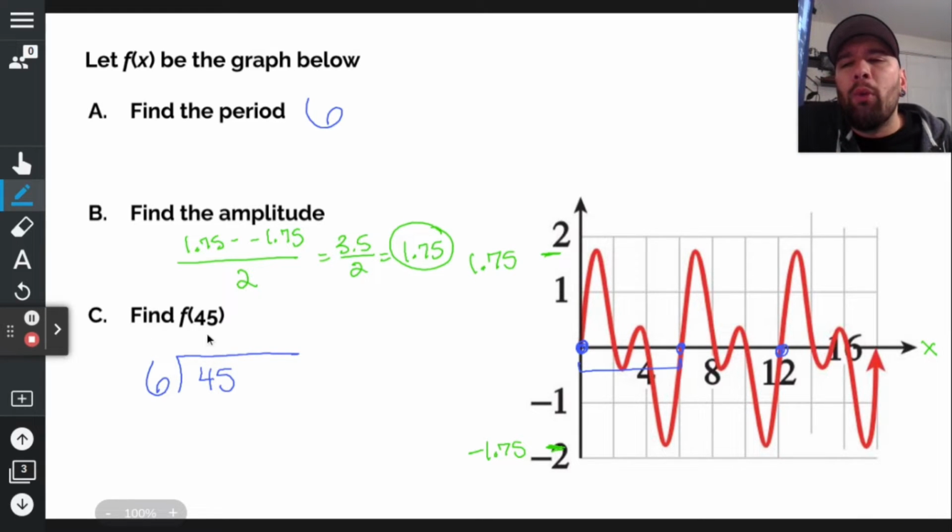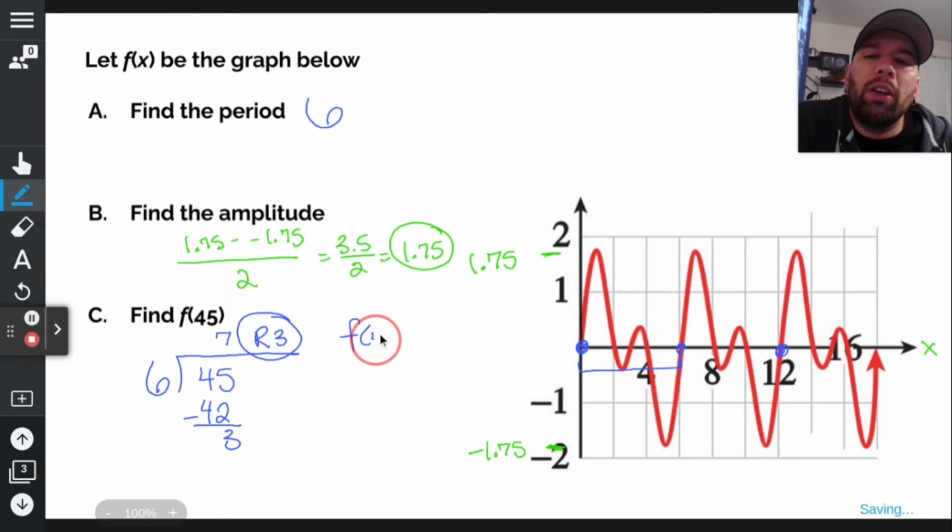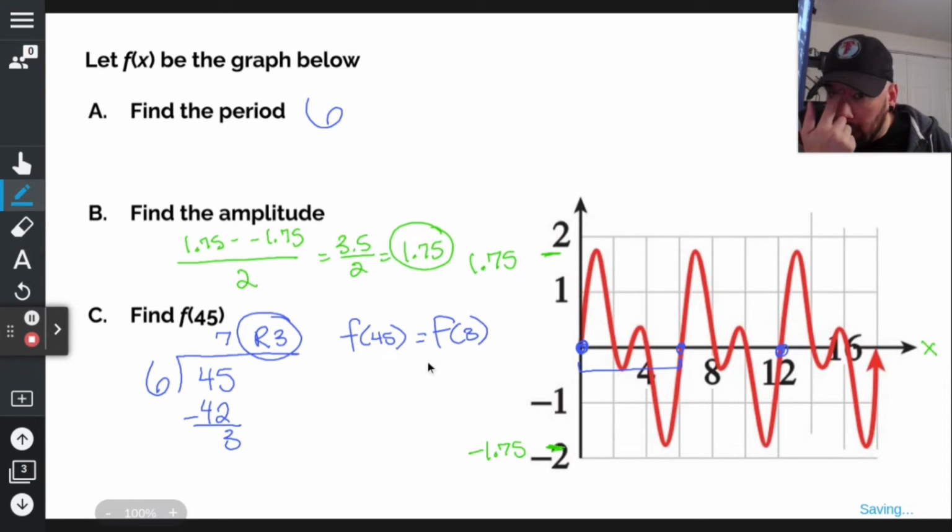45 divided by 6 is 7. So 7 times 6 is 42. Subtract that. Remainder 3. Now, the key thing here is the remainder 3. F of 45 has the same exact positioning as f of 3. Okay? I mean, that makes sense.